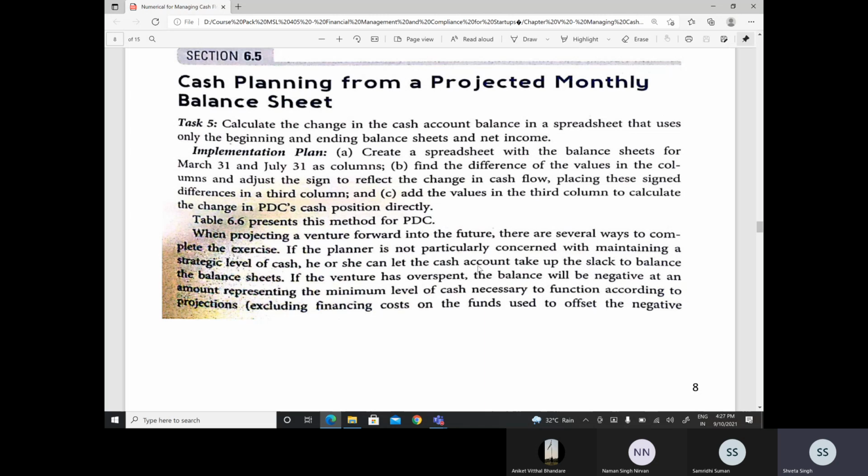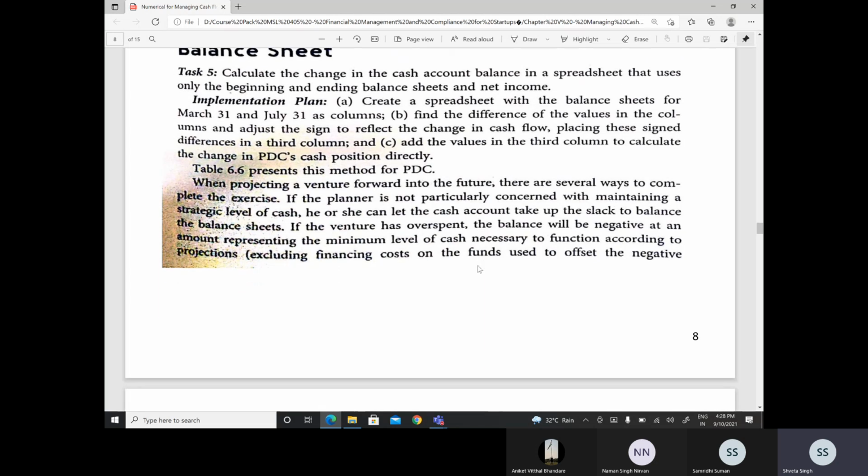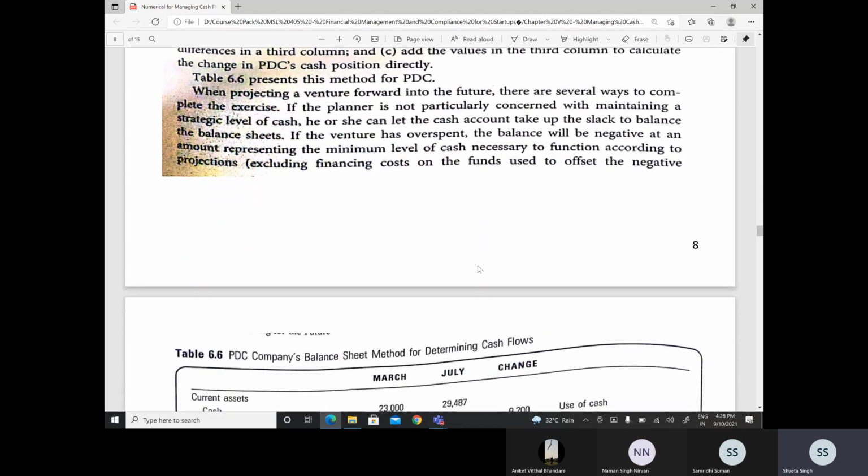You create a spreadsheet with the balance sheets for March 31st and July 31st as columns. B, bring the difference of the values in the columns and adjust the sign to reflect the change in cash flow, placing these sign differences in a third column. And C, add the values in the third column to calculate the changes in PDC's cash position directly. So let us see how this is done in table 6.6.